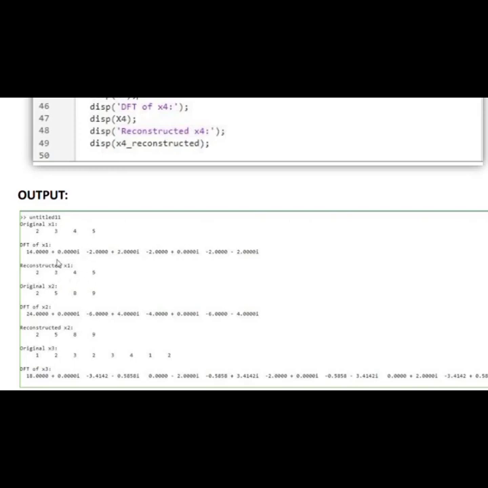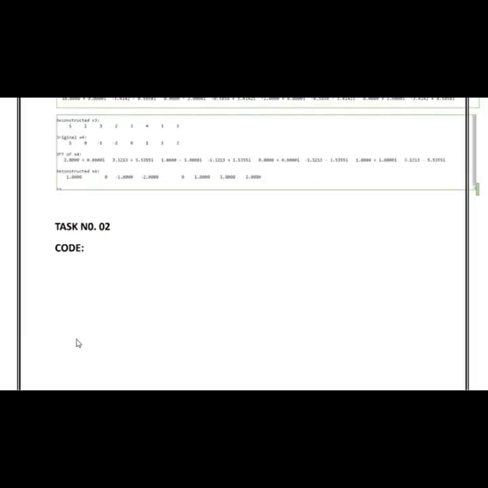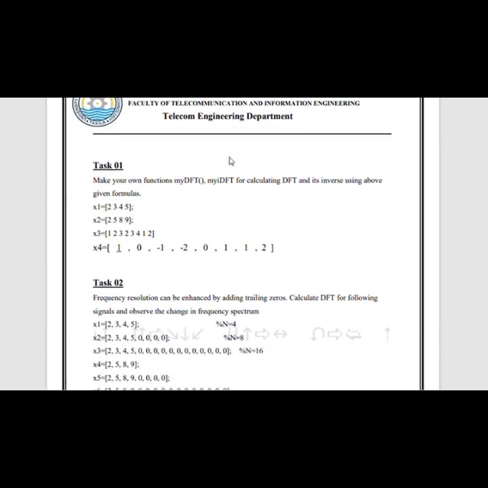For x1 the original signal is 2 3 4 5. The discrete Fourier transform of x1 is 14, and minus 2 plus 2i, and the reconstructed signal of x1 is 2 3 4 5. The original signal of x2 is 2 5 8 9. The discrete Fourier transform of x2 is given, and reconstructed x2 is also 2 5 8 9, same as x3 and x4.